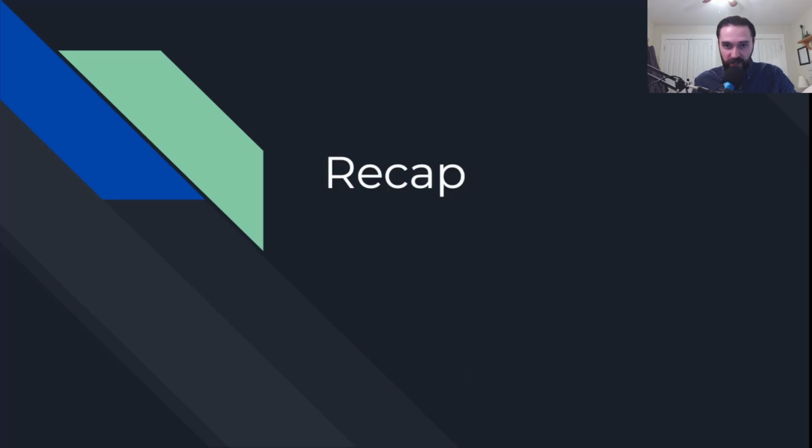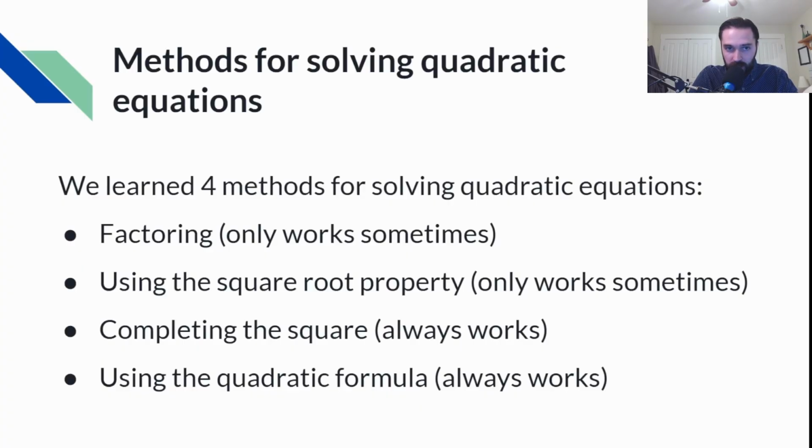Before we dive into the examples, I want to give a quick recap of everything we've looked at regarding quadratic equations. We learned 4 methods for solving quadratic equations. There's factoring and using the square root property, but notice that these methods only work sometimes. Factoring only works when your expression is factorable, and using the square root property only works when your equation looks a certain way. But we also learned about completing the square and using the quadratic formula. These methods always work, no matter what your quadratic expression looks like.